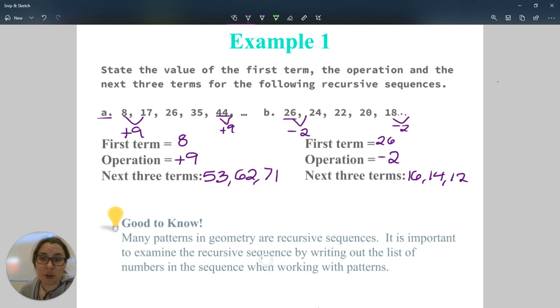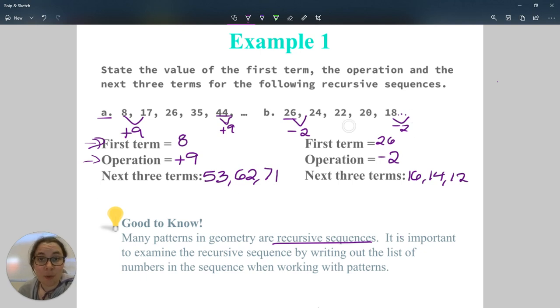Many patterns in geometry are recursive sequences. It is important to examine the recursive sequence by writing out the list of numbers, like we have here, when working with patterns. So when we're talking about a recursive sequence and it gives us the first term and the operation, it generally is a good idea to write out the sequence like it has been done here. We'll get more of those in a bit.